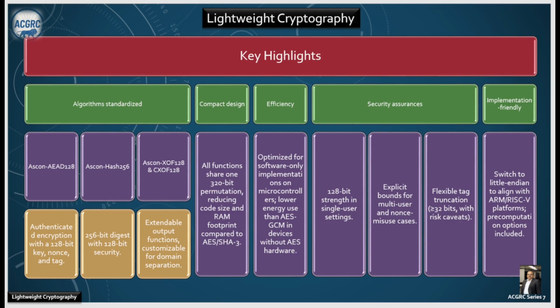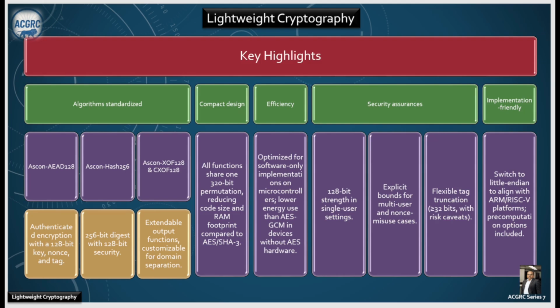The Ascon-XOF128 and Ascon-CXOF128 are extendable output functions, customizable for domain separation. It has a compact design, that is, all functions share one 320-bit permutation, thus reducing the code size and RAM footprint compared to AES or SHA-3. It's efficient because it's optimized for software only implementation on microcontrollers, which has lower energy use than AES-GCM in devices without the AES hardware.